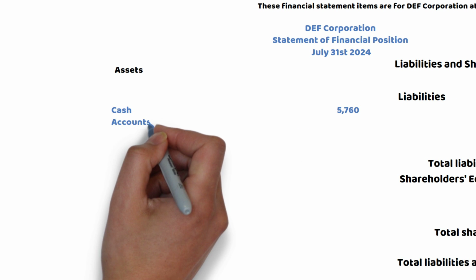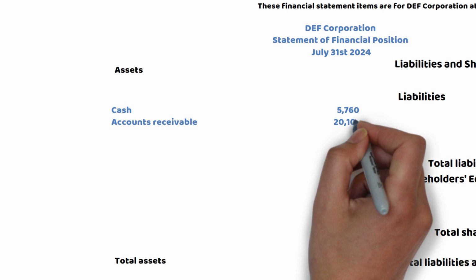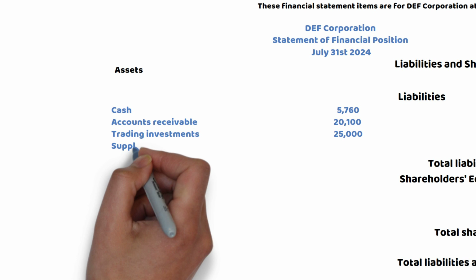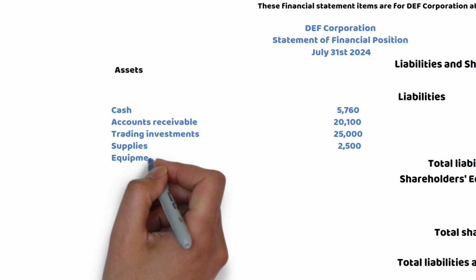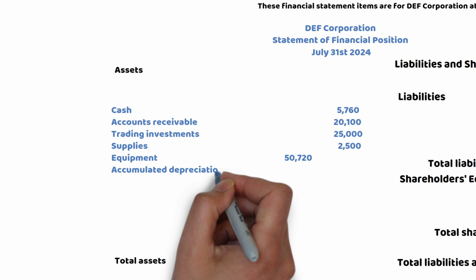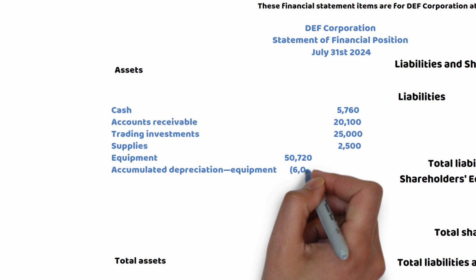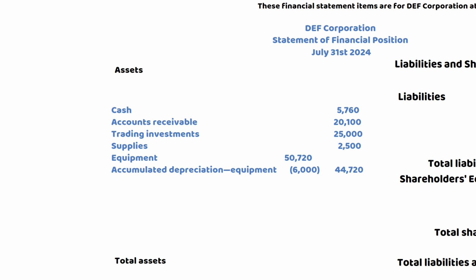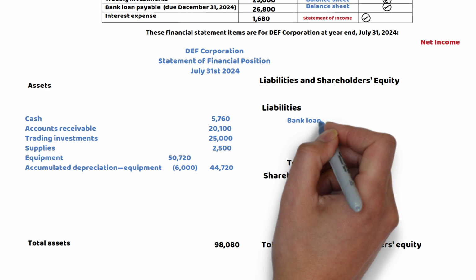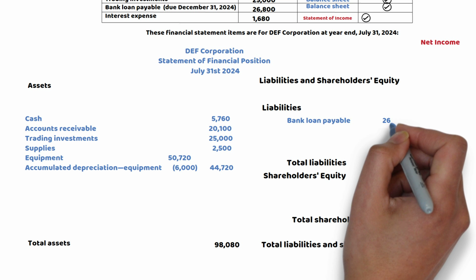So for assets: cash, accounts receivable 2,100, trading investments 25,000, supplies 2,500, equipment 50,720, accumulated depreciation 6,000. So the net equipment is 44,720. We list these items based on liquidity, right? So the total assets are $98,080.